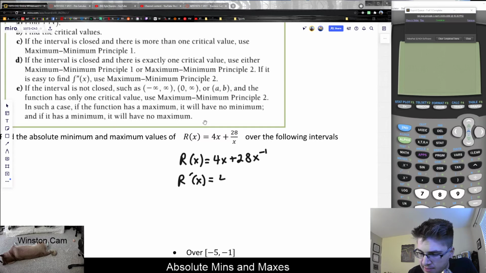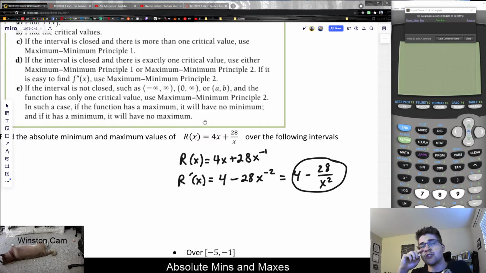well, derivative of 4x is 4. And derivative of 28x to the minus 1, we drop the power, so negative 1 times 28, and we subtract 1 from the exponent. So this would leave us with 4 minus 28 divided by x squared as our function.